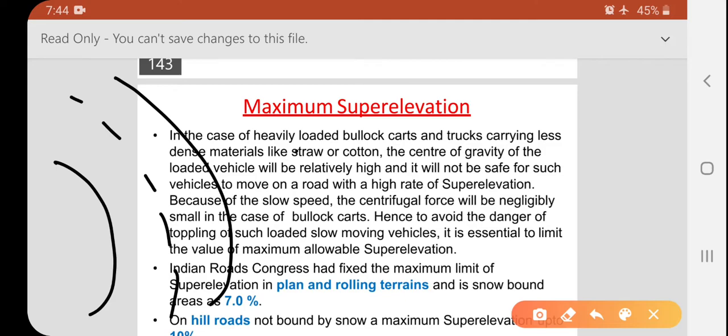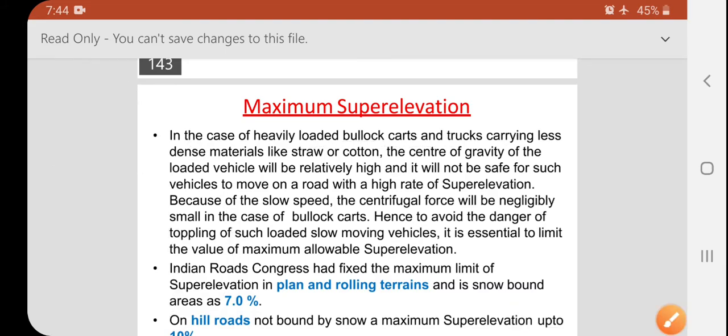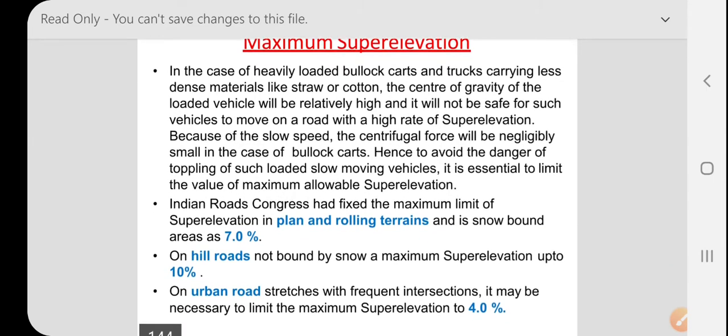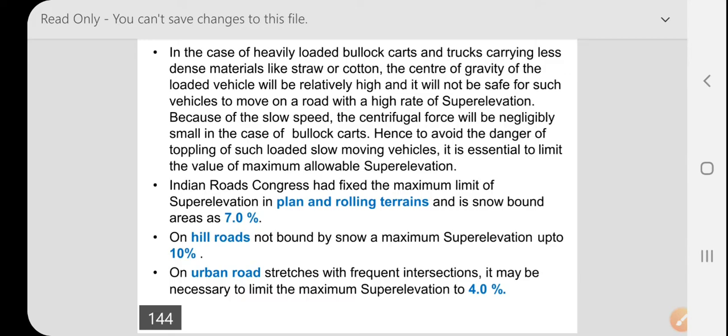That is clearly mentioned. If heavily loaded bullock carts and trucks carry a less dense material like straw or cotton, the center of gravity of the loaded vehicle will be relatively high. We can see on the road sometimes a lorry completely full with cotton, where the whole load is moved to one side. That is, the CG of the vehicle is shifted and concentrated at one end. The center of gravity of the loaded vehicle will be relatively high, and it will not be safe for such vehicles to move on a road with a high rate of superelevation.